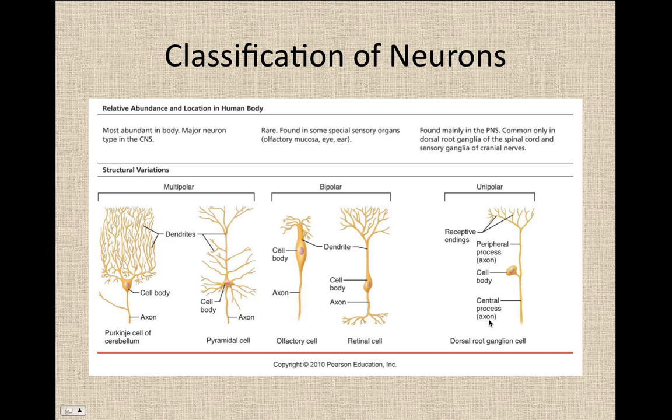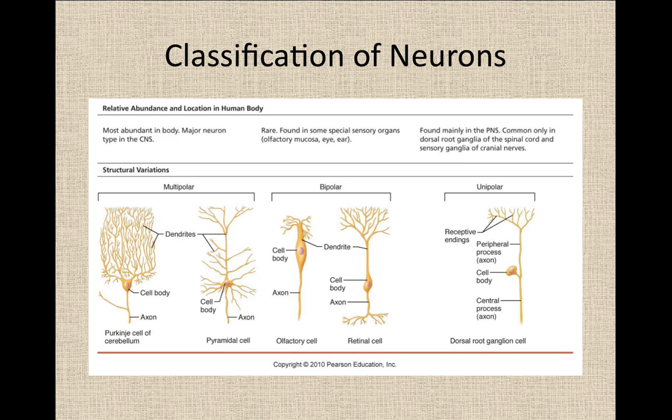Then the unipolar, or the pseudo-unipolar, is what it's more correctly called. So they're found mainly in the peripheral nervous system as sensory neurons. So this is not for your motor neurons, this is only for sensory. And the cell body is going to be found in what's known as a ganglia. Okay, so I had mentioned dorsal root ganglia, or the DRG.